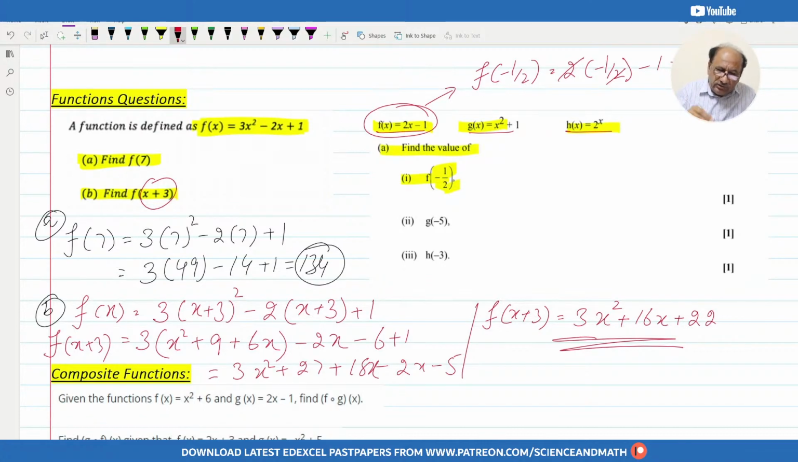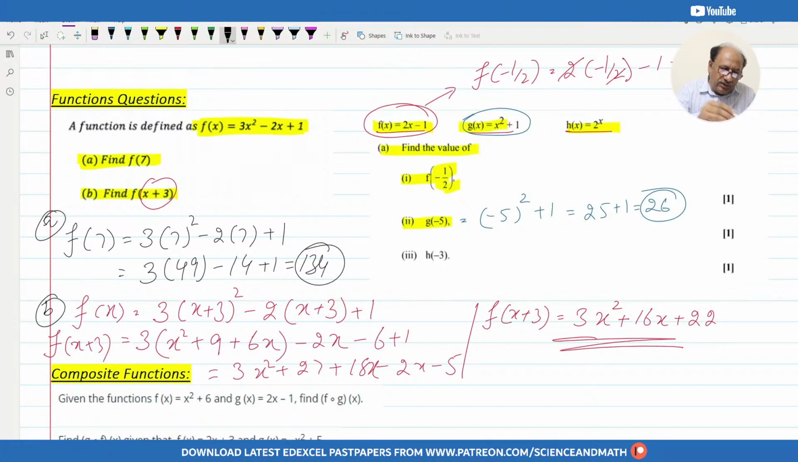Similarly for g of minus 5, we can replace x by minus 5 in this one, and we will get minus 5 squared plus 1, and this will be equal to 25 plus 1, which is equal to 26. So this will be our answer. These are simple, easier questions which I selected as a starter for you.